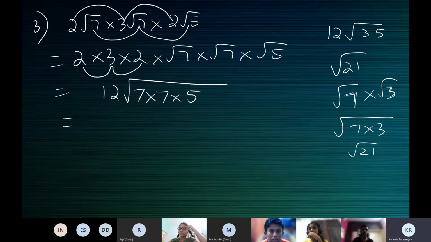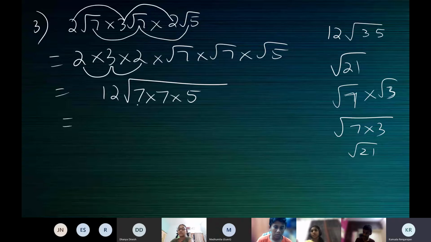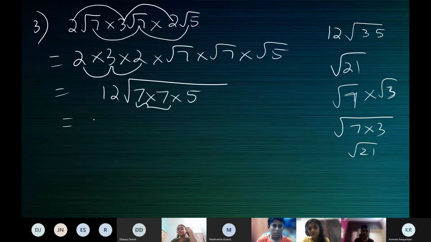No. You should not multiply 7 and 7. Why? Squares and square roots. 8th standard. Ma'am, take 1 7 as common. Yes, Danya, you are right. Come again. Ma'am, we should take 1 7 common. From 2 sevens, 1 7 will come out of the square root, right? Yes, ma'am.